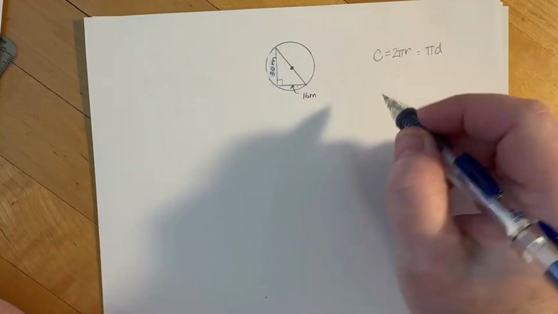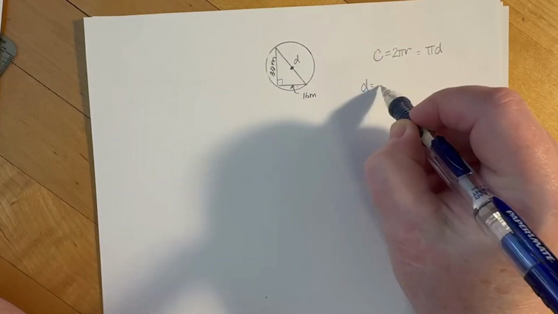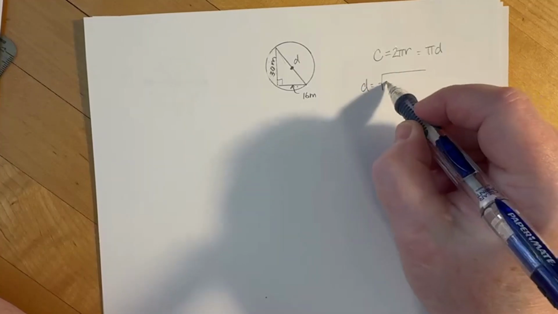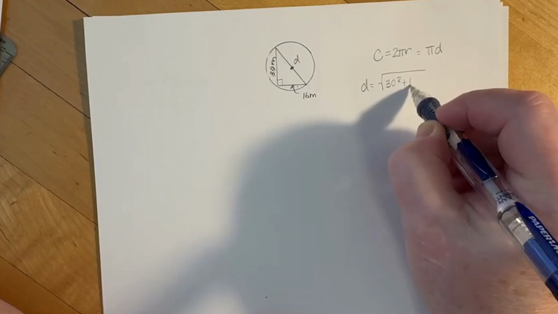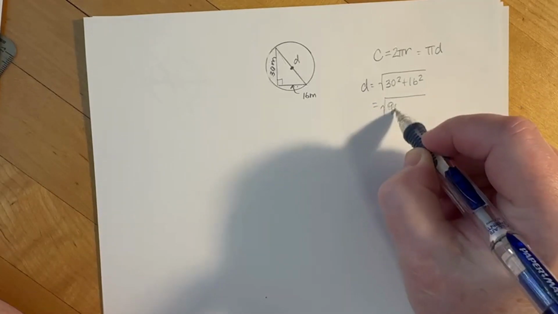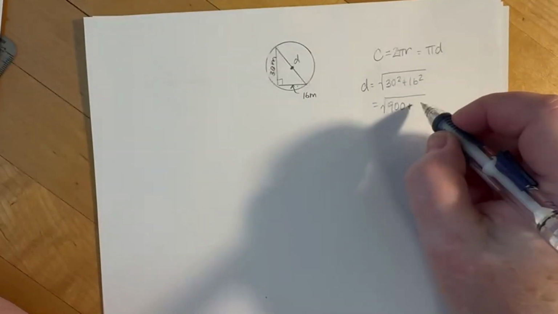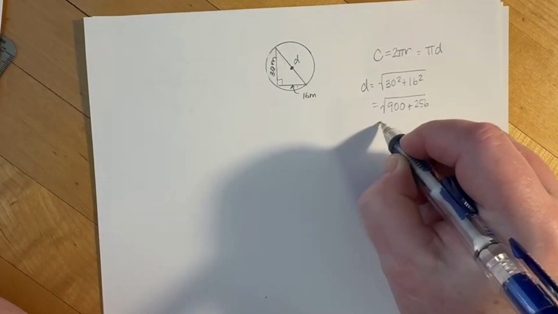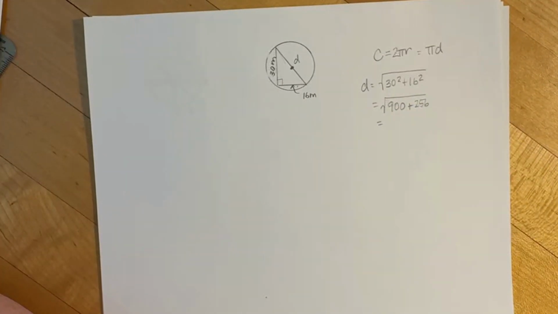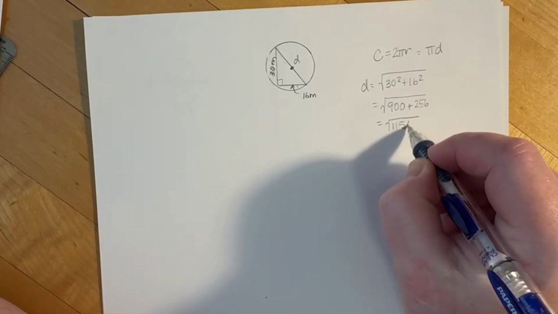And I have another right triangle, and you'll find out in 10.4 why we know that this is a right triangle. But once again, my diameter is equal to the square root of 30 squared plus 16 squared. So this is equal to 900 plus 16 squared, 256, sorry, 256. And that is the square root of 1156.